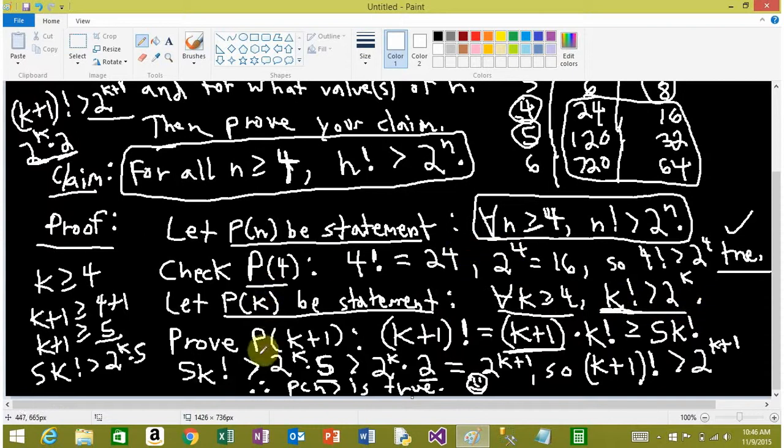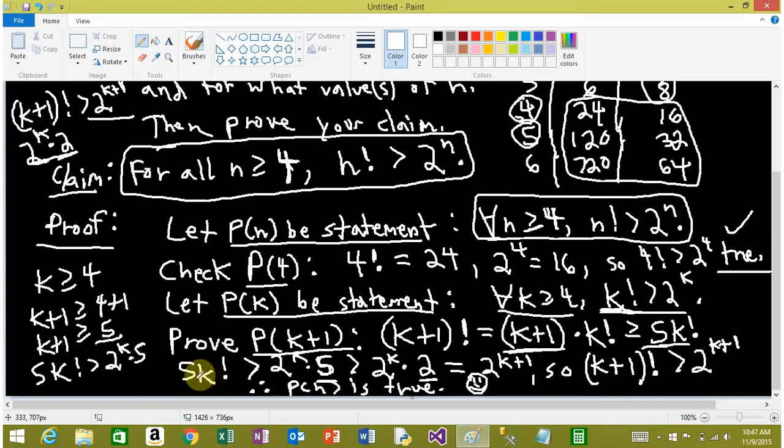And then we prove P of k plus 1, our induction step. And then we start on the left side of the inequality. We do k plus 1 factorial. And then we see that that's k plus 1 times k factorial. And then we do a little scratch work on the side. We know that k is greater than or equal to 4. So k plus 1 has to be greater than or equal to 5. And then that's where we replace that with a 5 there. 5 times k factorial.